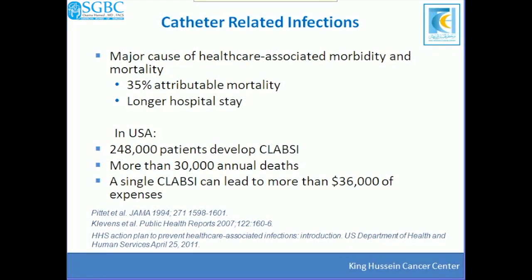For example, in the United States, the cost of a single CLABSI, which is a central line-associated bloodstream infection, is almost $36,000. If we assume our expenses here are 10% of what the United States expenses are, that means almost $3,600, which is too much for our limited income. It's responsible for more than 30,000 annual deaths in the United States. This is a huge burden for something that can be prevented.